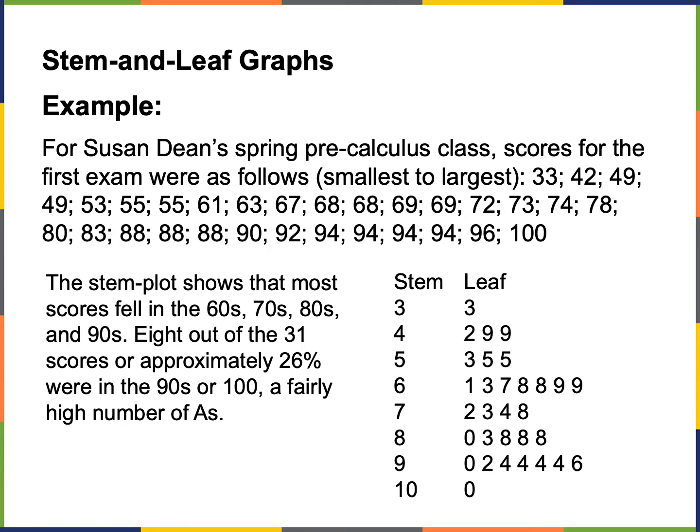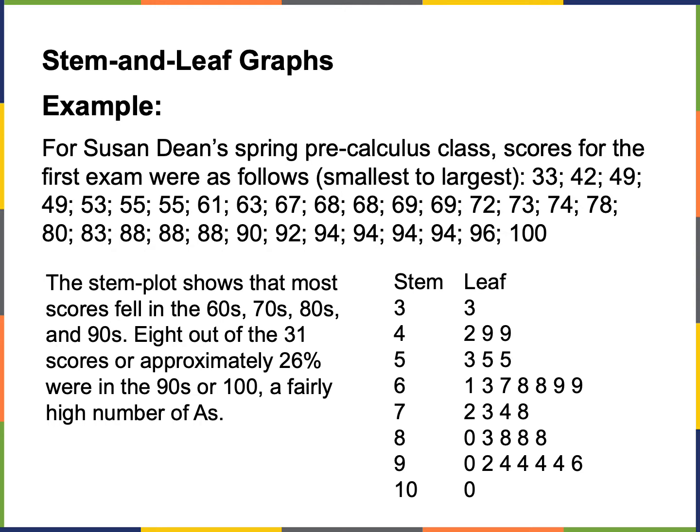61, 63, 67, 68, 68, 69, 69, right? All the 70s, all the 80s, all the 90s, and then 100, okay? So that's basically it for those graphs. It's really, really very simple. But let's look at another example.